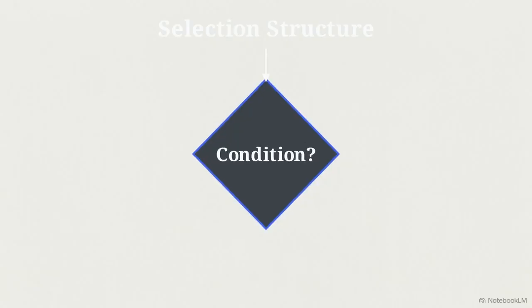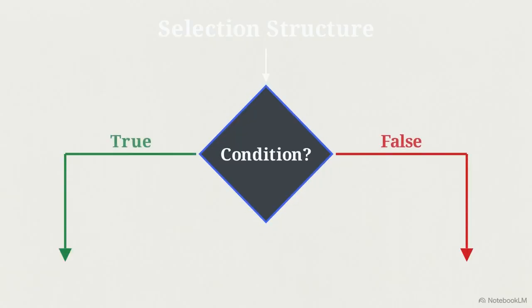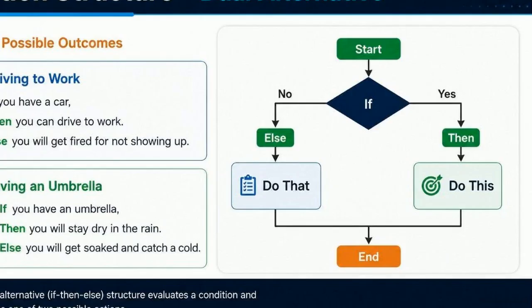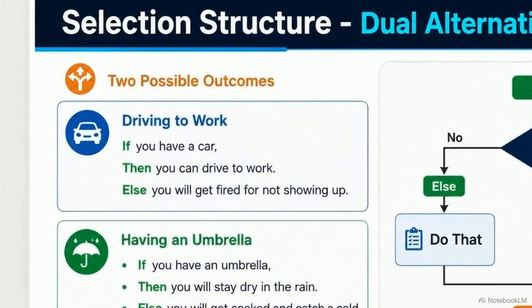The second building block is the selection structure, which allows programs to make choices based on dynamic conditions. In a dual alternative scenario, a single condition forces a path choice. At the if diamond, execution goes down either yes or no. For example, if you have a car, you drive to work, else you face the consequences.